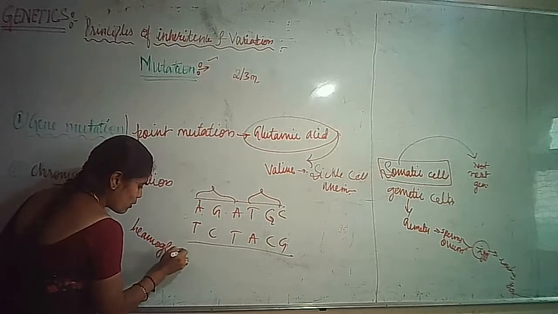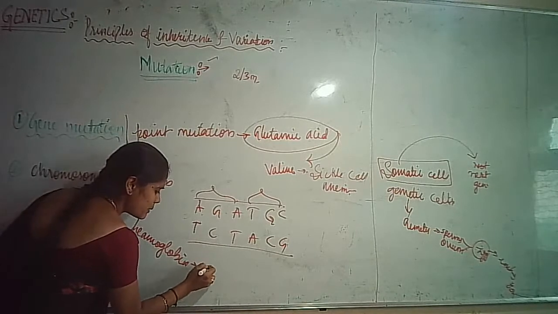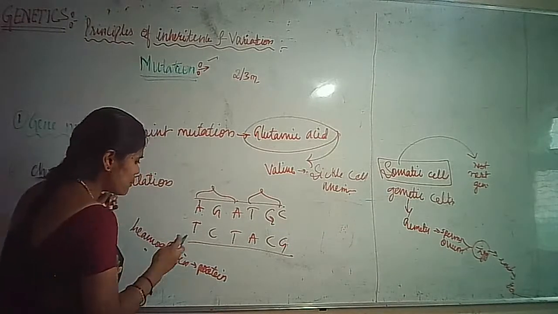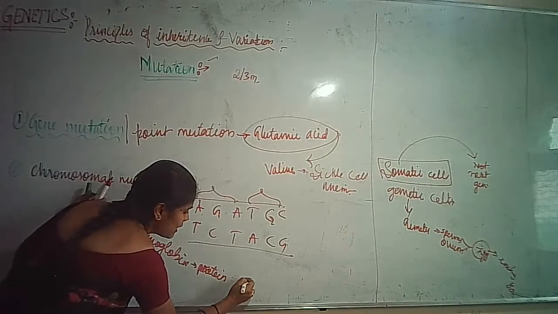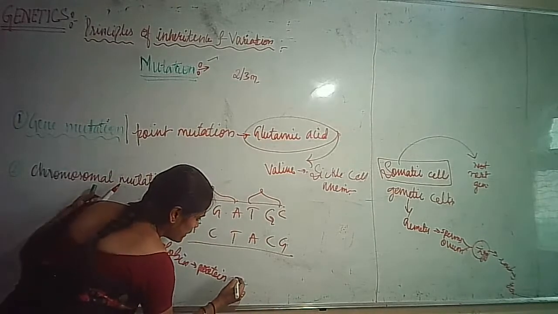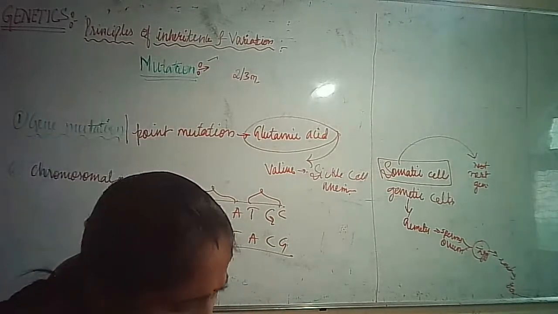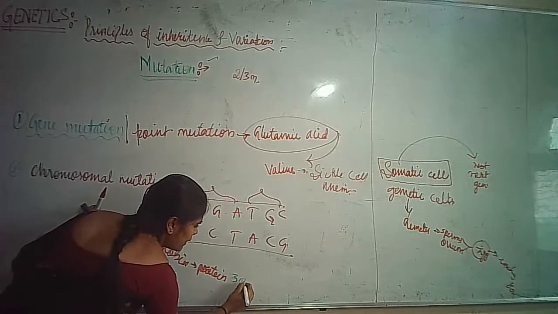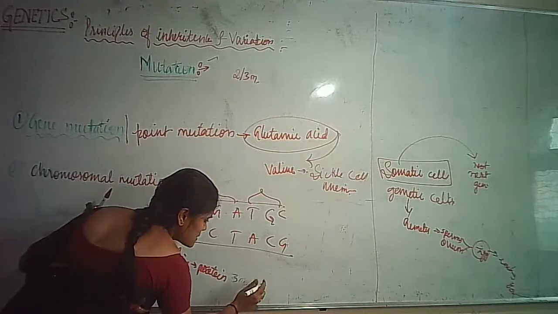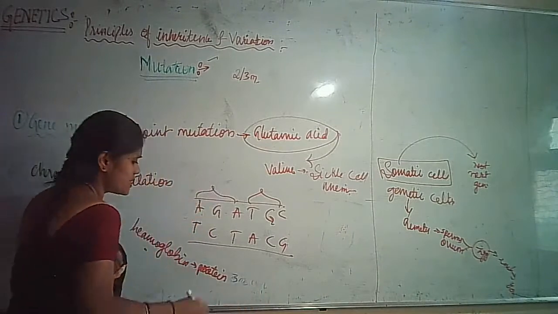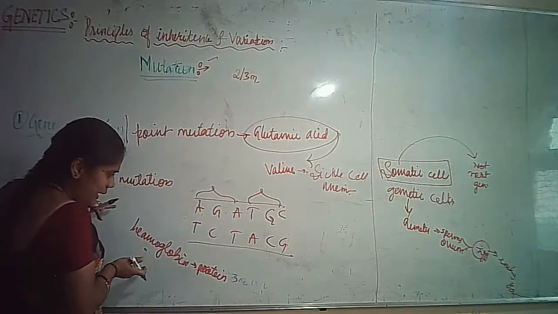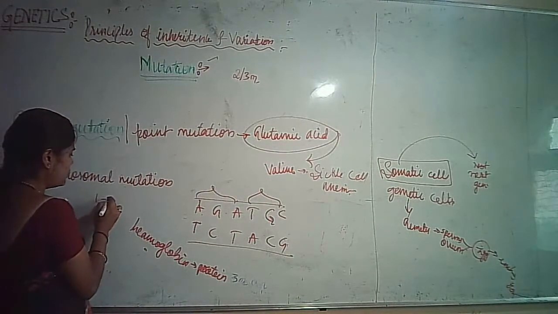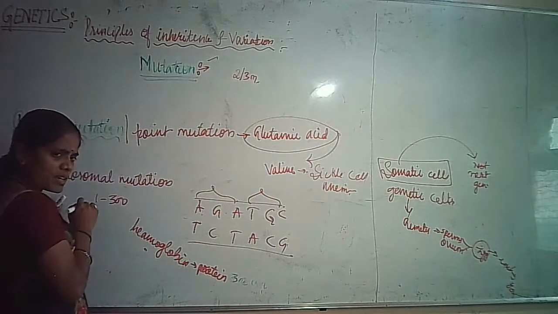Hemoglobin is a type of protein. All proteins are made up of amino acids. So this hemoglobin is made up of how many amino acids? 300 amino acids it is made up of. So these 300 amino acids are arranged in a sequence. For example, 1 to 300, when you are writing 1 to 300 you are writing the sequence, isn't it?